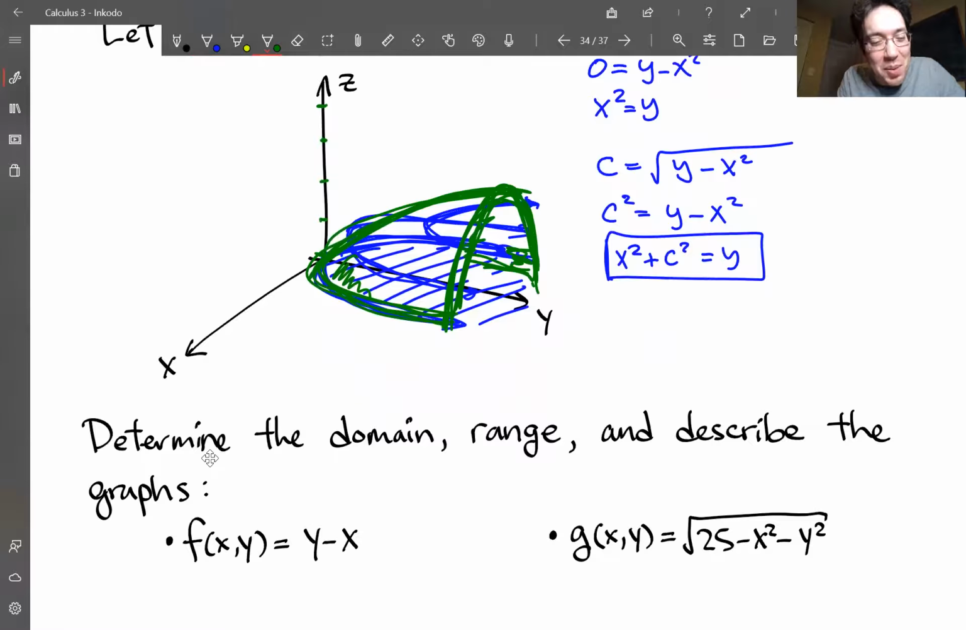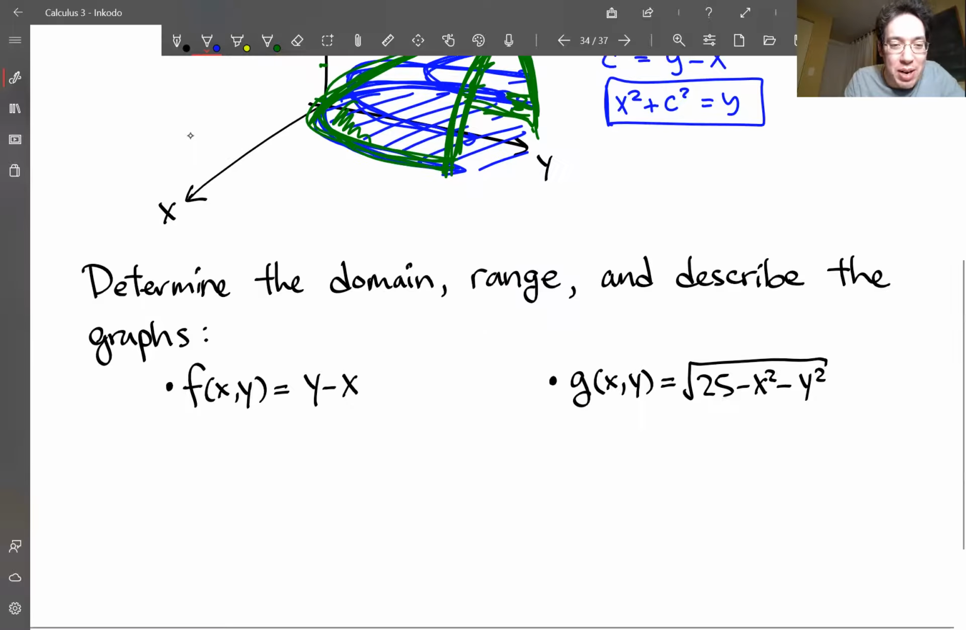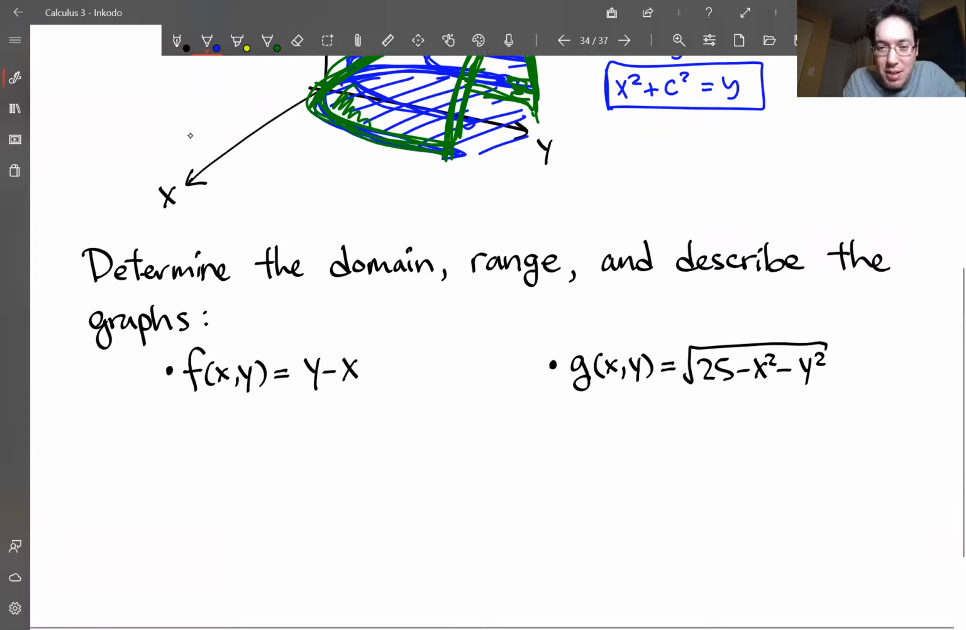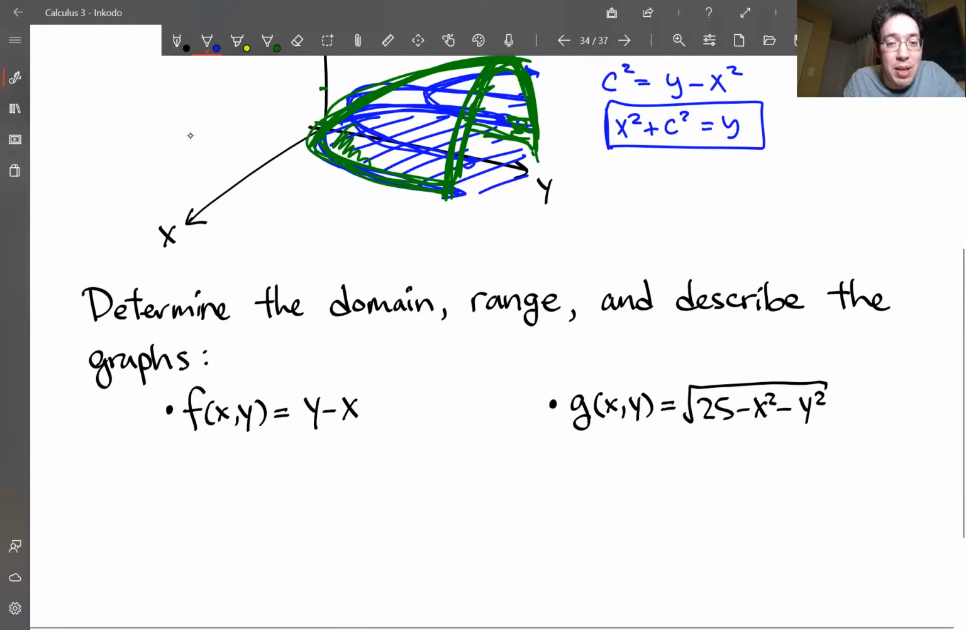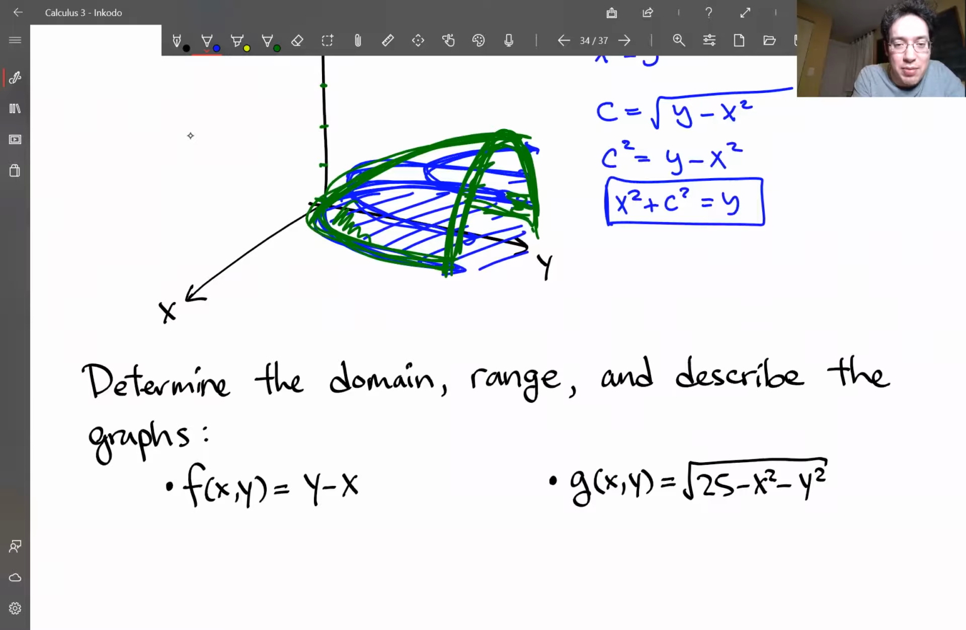Let's practice a little bit more. I think that'll do us some good. Okay, so a couple more functions. This next one is a little bit easier: z equals y minus x. So let's use the same technique. Let's first understand the domain first.